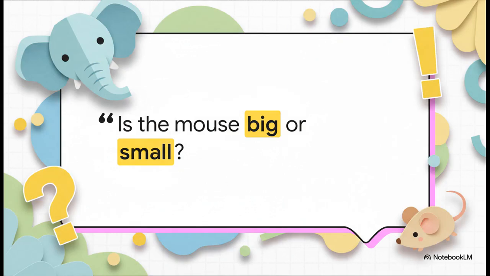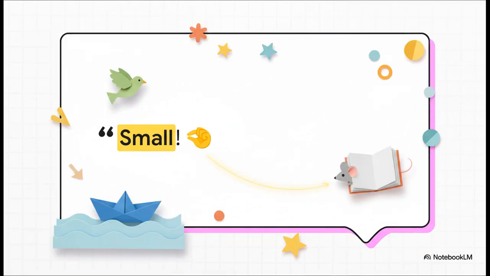The teacher immediately reinforces that idea by switching to the opposite. Okay, awesome. Now, what about the mouse? Is the mouse big or small? And they nail it again. Small. They aren't just echoing words. You can tell they're actually connecting the word to the right character. The link has been made.